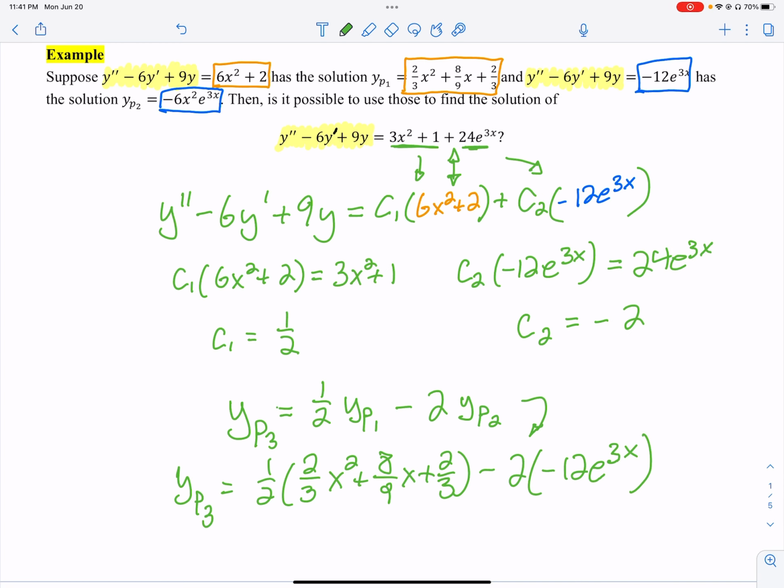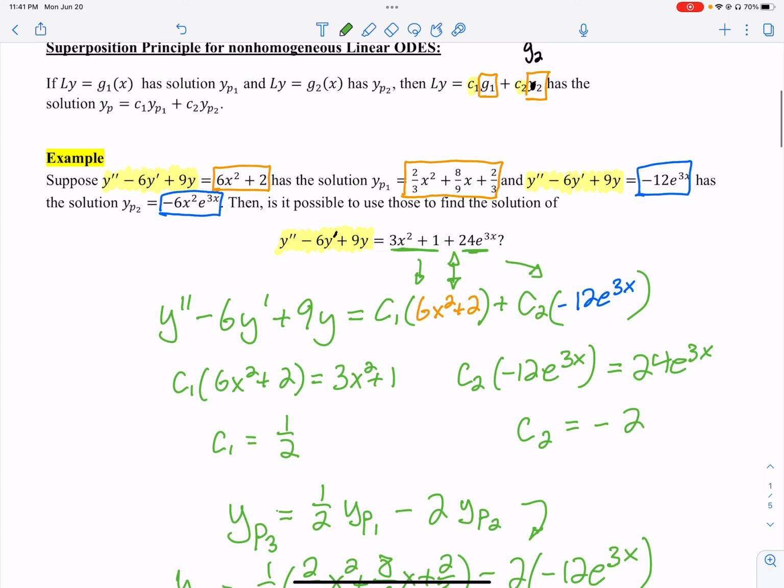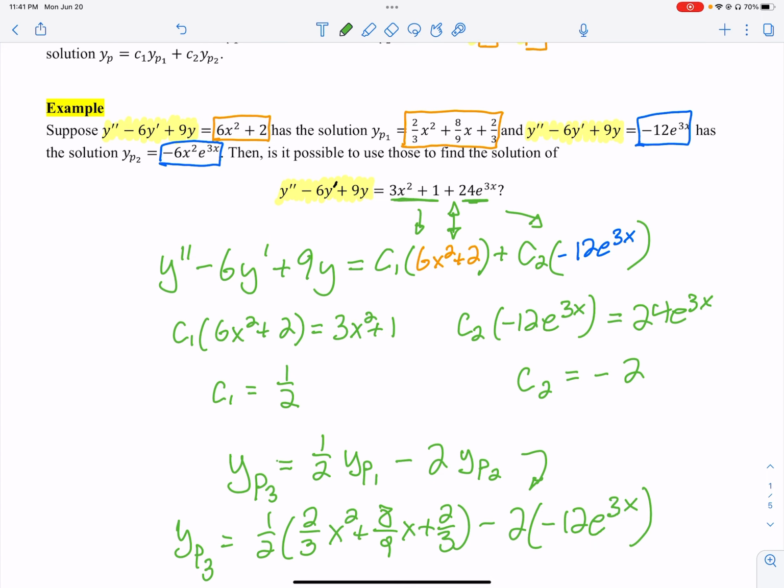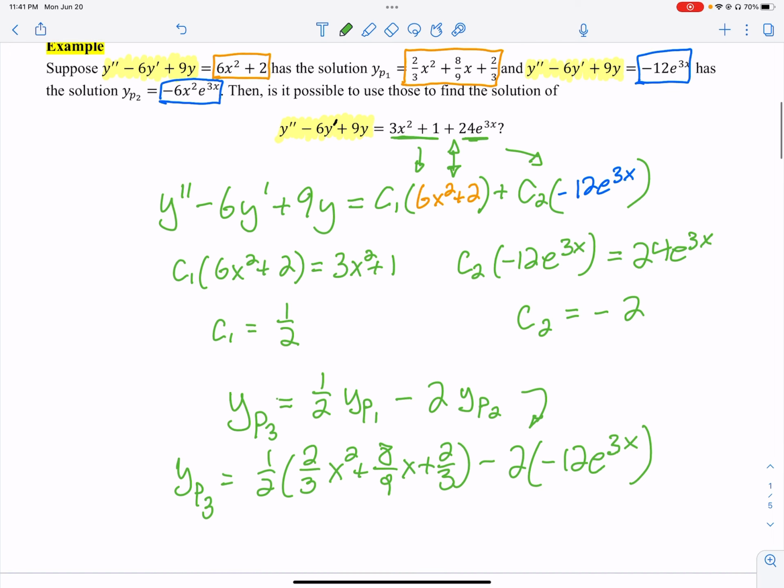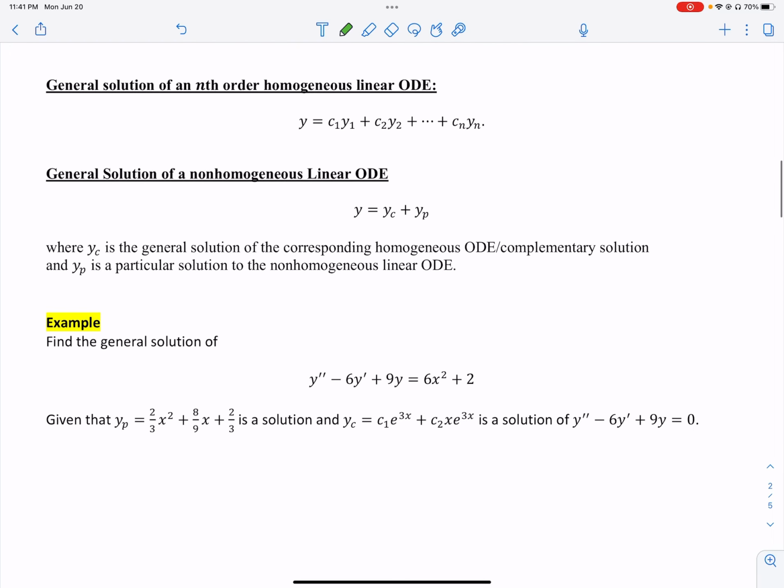All right, so that's what that superposition principle is saying. We're going to be using this a lot moving forward. Let's apply this in a different way. All right, here's a general solution of an nth order homogeneous. Remember, homogeneous is when the right side of that nth order linear ODE is a 0.